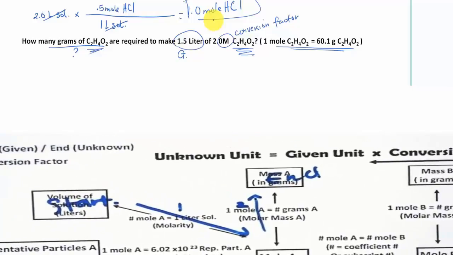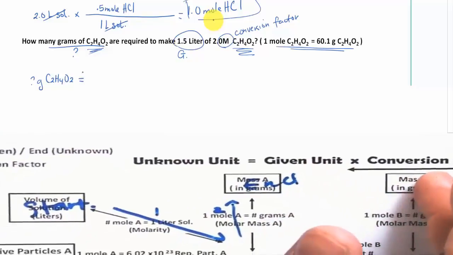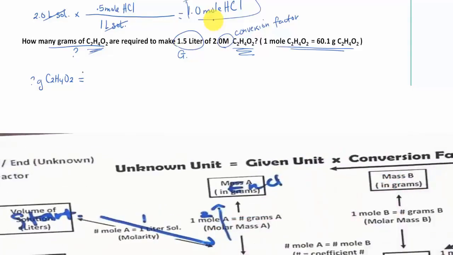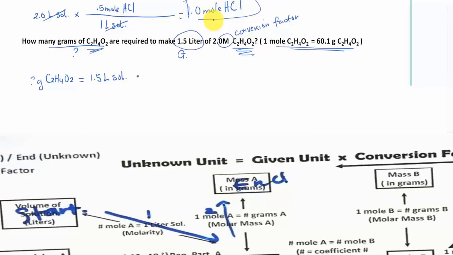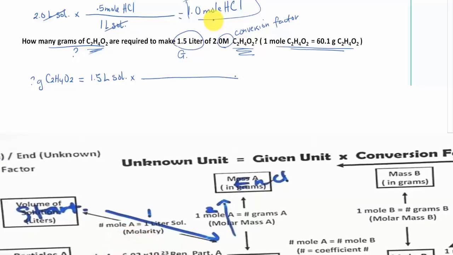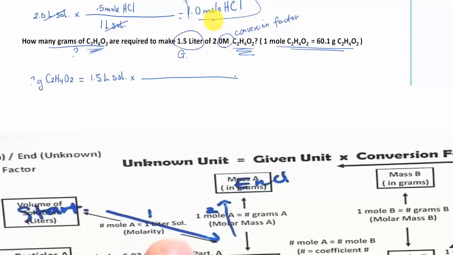So let me write this problem out. Of course, always the same format as up here. So we are going to look for question mark grams of C2H4O2. And that is equal to what? Your given times the conversion factor. Your given is in this case 1.5, so we have 1.5 liter of solution. When it comes to molarity, it's always about liter of solution. Times the first conversion factor, which in this case is number of mole A equal to 1 liter of solution.